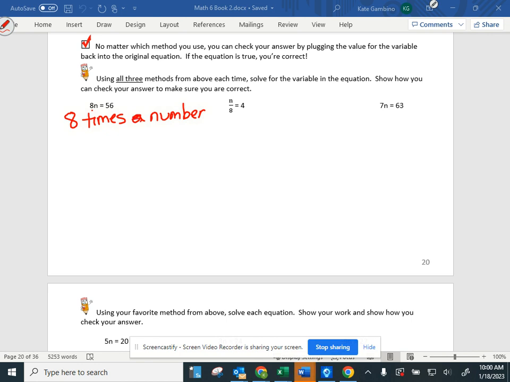Oh, 6 times not 8. 6 times what number equals, or sorry, 8. There's an 8 there. There was a 6 at the top. I was looking at too many places.